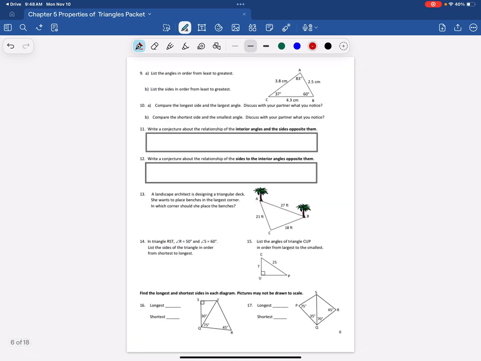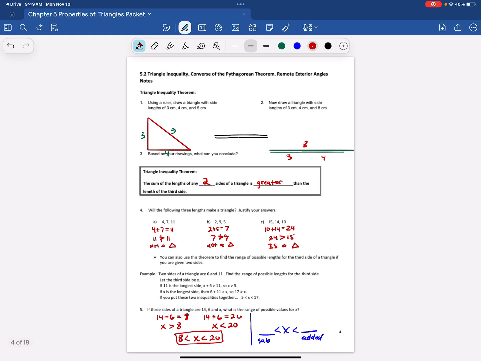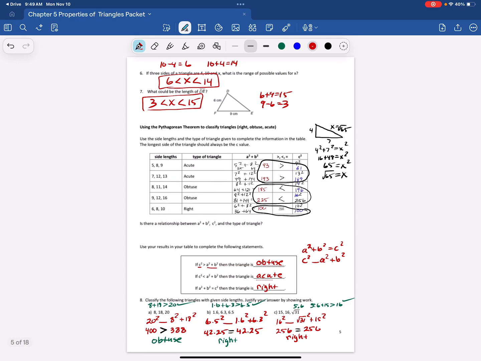So let's go and look here. First off, I want you to pause the video right here and go to your assignment, 5.2 practice, and work on the triangle inequality problems: determining if three sides make a triangle, then determining what range you could have if you're given two sides of a triangle, and then also look at the Pythagorean theorem and decide what types of triangles you have given three sides. Then pause the video, go work on that, and then come back.